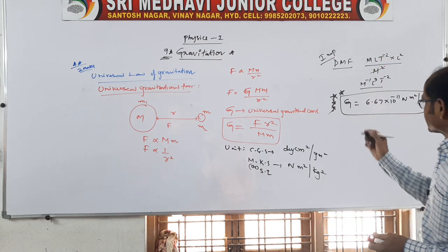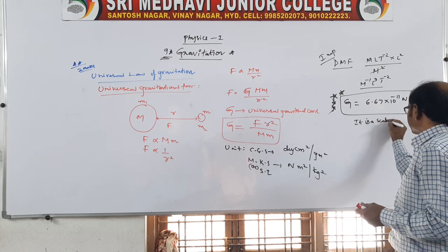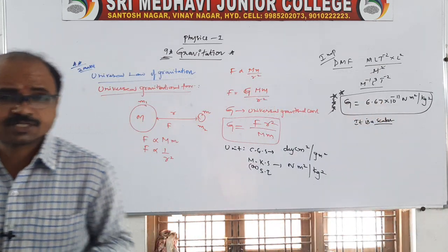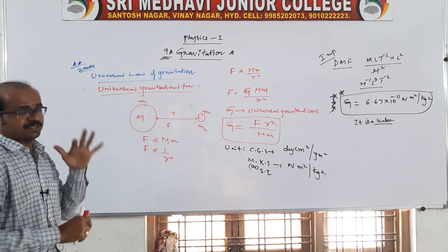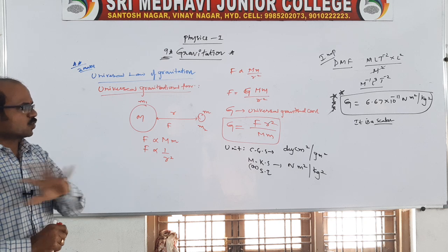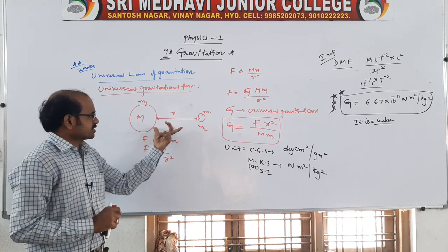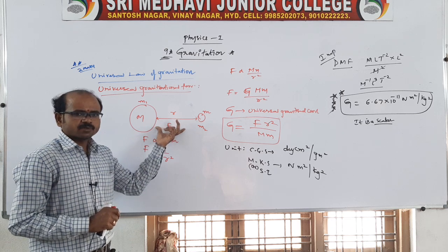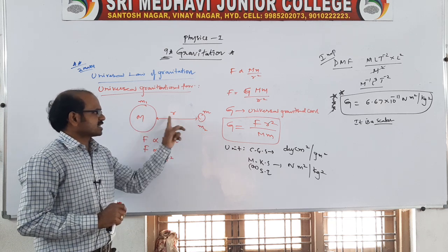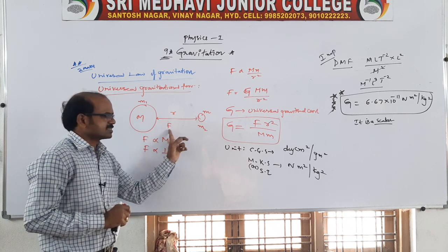And here it is a scalar. So this is related to what? The universal gravitational constant, as well as the universal gravitational force of attraction. It is always attractive. In this there is no doubt. It is always attractive. And there is a force between two masses, or two particles of masses capital M and small m, which are separated by a small distance d. There is a force F between the two particles.